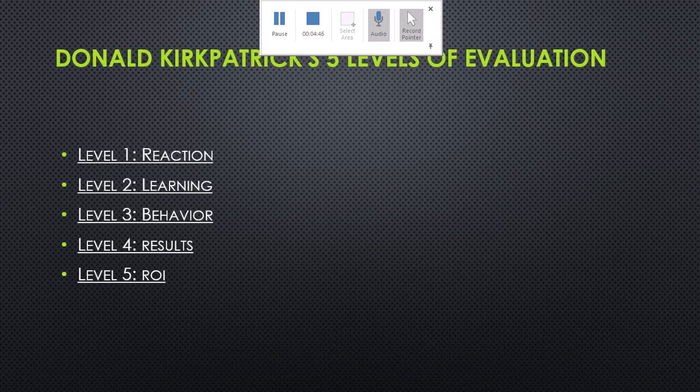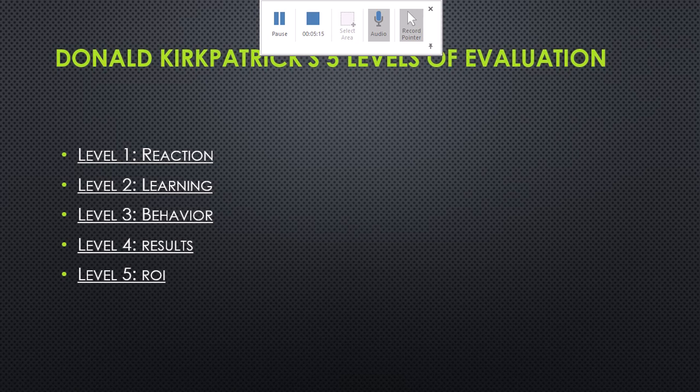Next up, we have Donald Kirkpatrick's 5 levels of evaluation. And this is something that, again, I saw in the military, and we used and we taught about this, so that way people understood why we did these different evaluations inside a classroom setting. Number one, the reaction is basically that first level, and just measure those reactions of the students and their attitudes and how they understood and experienced that particular class.